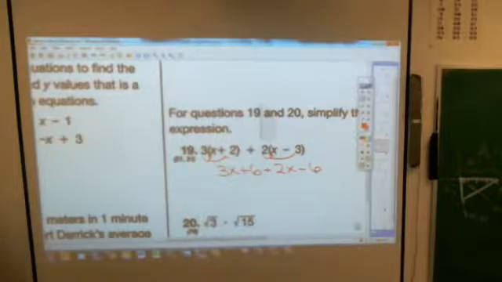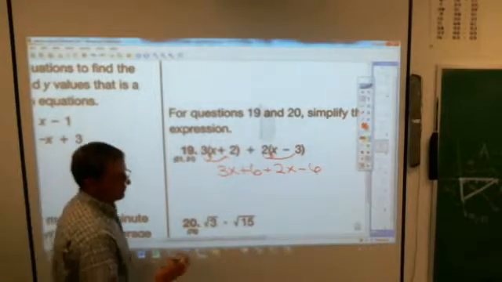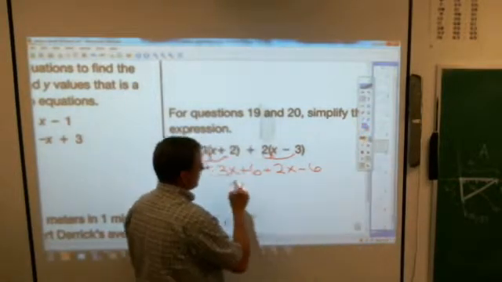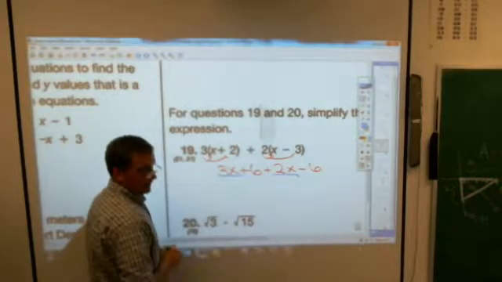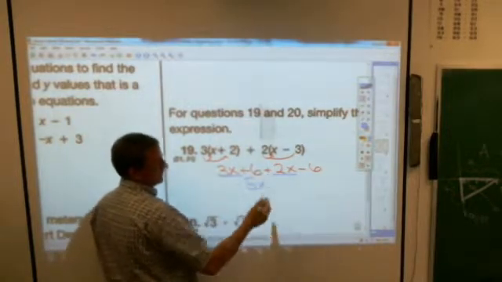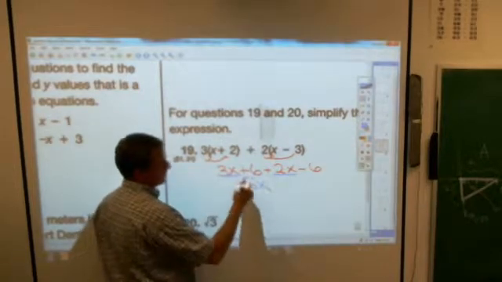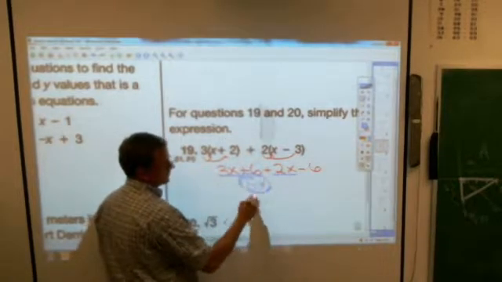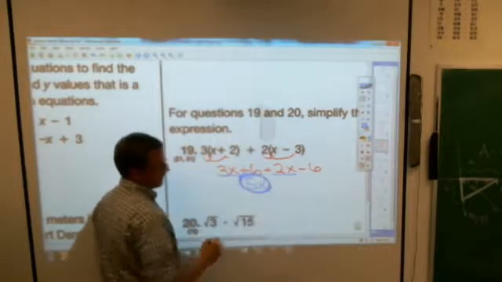Now you're done with the parentheses. By the way, there's no equal sign, so you're not getting an answer. You are just simplifying this. So combining like terms, 3x's plus 2x's, Brant? 5x. And 6 minus 6? 0. Nothing. That's the reason you're left with just a 5x.